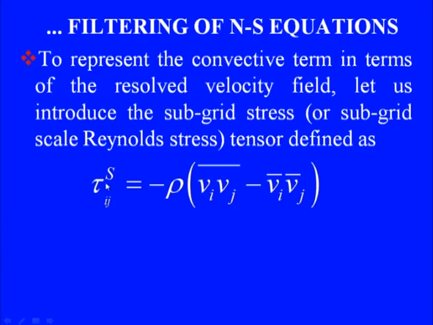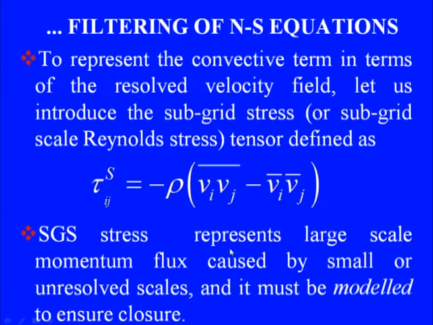So, τij superscript s is equal to minus ρ within brackets (ViVj over bar, that is the filtered value of this product of Vi and Vj, minus Vi over bar into Vj over bar). With the introduction of this, the term ρ times Vi over bar Vj over bar can be transferred to the left hand side, and the remaining terms could be put in the right hand side to get a form which is now analogous to our original Navier-Stokes equation.